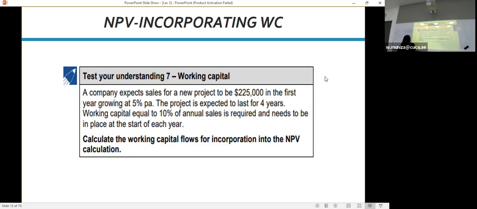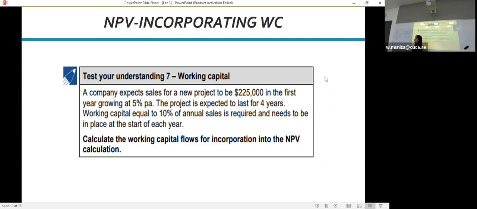Now working capital is 10% of the annual sales, which is required to be in place at the start of each year, so one year before. The working capital requirement is 10% of the sales. 225,000 multiplied by 10% is 22,500. 236,250, 10% of it is 23,625. 248,063, 10% of it is 24,806. 260,466, 10% of it is 26,047. This is the working capital requirement.